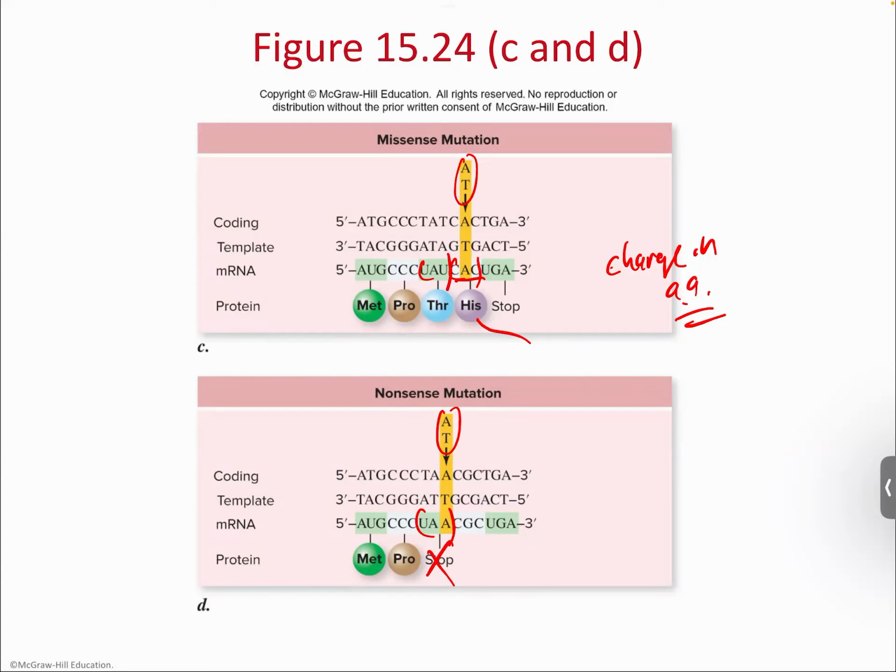But anyway, you still get your methionine and your proline, but now notice you get nothing else. So this is your truncated protein. And this is usually pretty deleterious. You don't really get a whole lot of rescue from this one. Okay, so this one's pretty well dead.